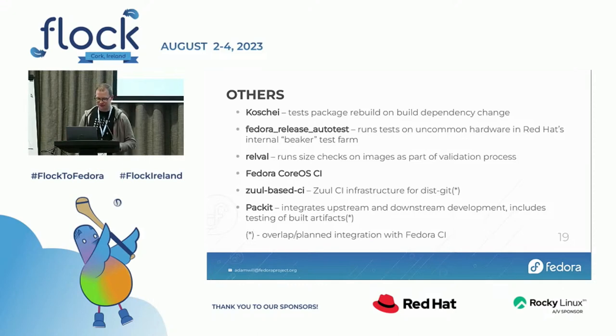This stupid tool I have called Relval, which is related to creating the validation events, just because it was a sensible place to put it, actually runs the size checks. So if an image is oversized, Relval is the thing that finds out it's oversized and files a bug on it. Fedora CoreOS, because of the history of where CoreOS came from, has its own CI system, which is cool and does a lot of testing on Fedora CoreOS, and they have their whole separate release workflow. So that's another automated testing system that's out there.